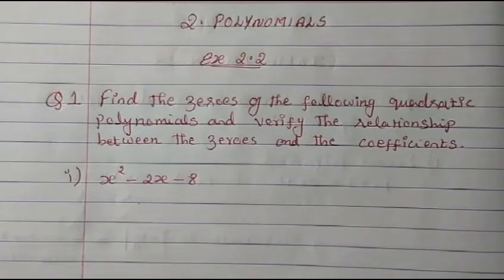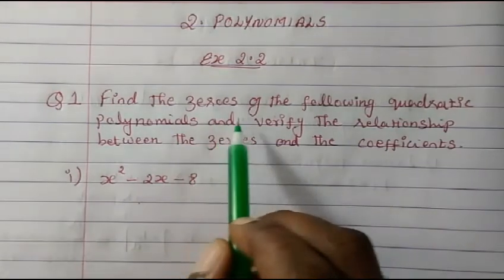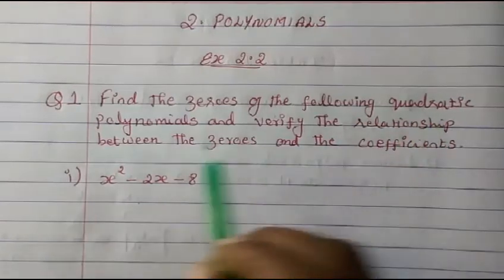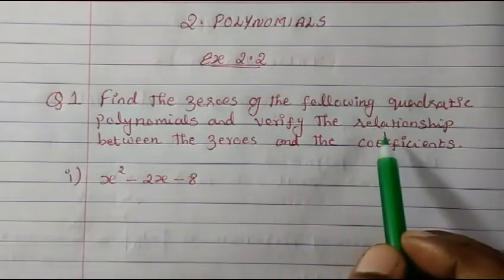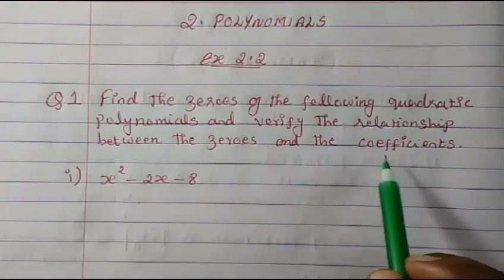Today we are going to study from class 10, chapter 2 polynomials, exercise 2.2. Question 1. Find the zeros of the following quadratic polynomials and verify the relationship between the zeros and the coefficients.